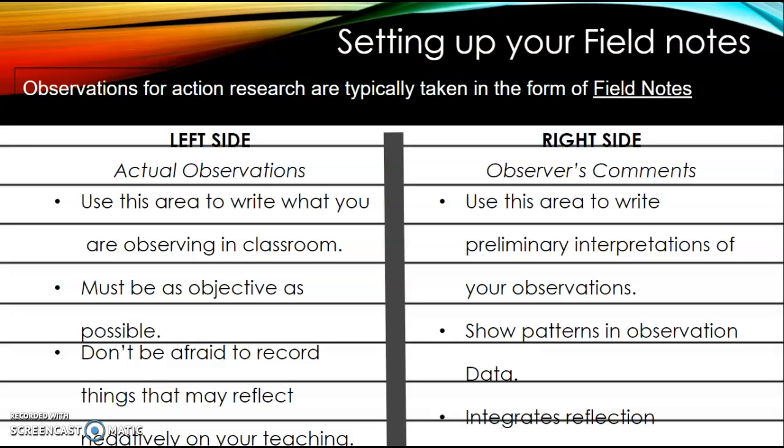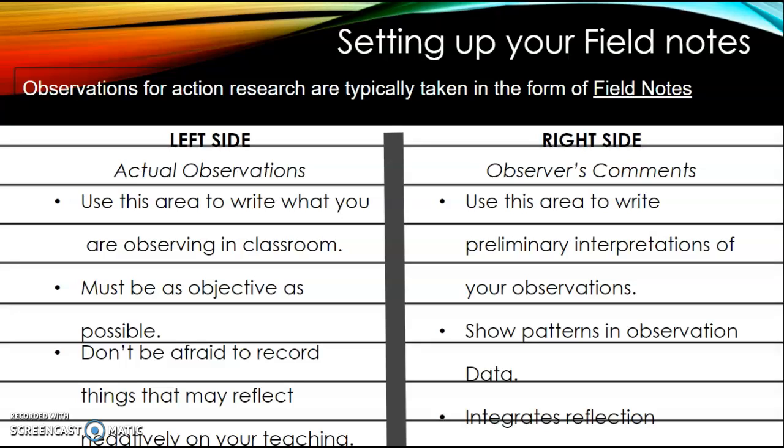So one of the main things for observations in action research is that they're taken in the form of field notes. Typically field notes are set up on a left-hand, right-hand, with the left side being actual observations of the classroom and the right side being the observer's comments. This helps to stop teachers from making inferences rather than observations at the start.